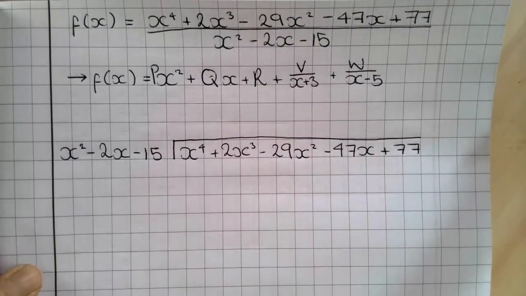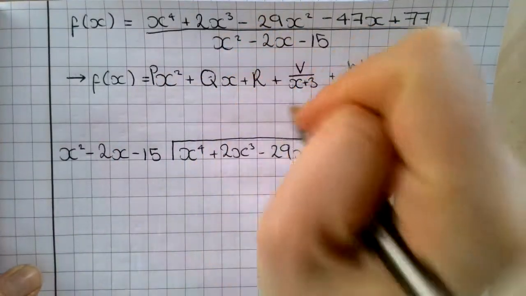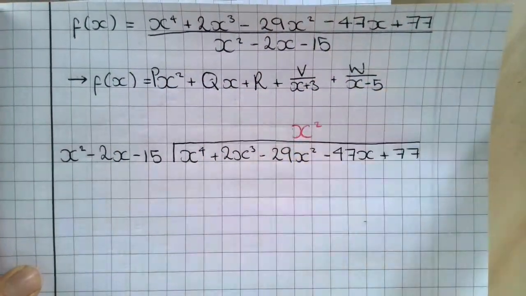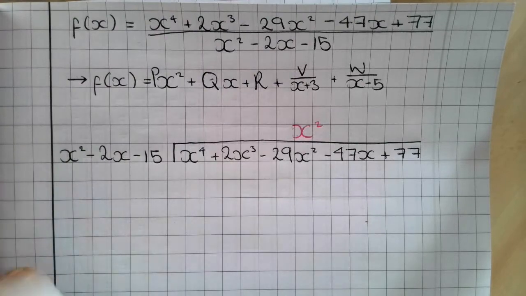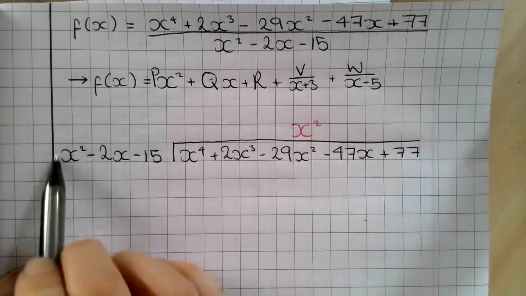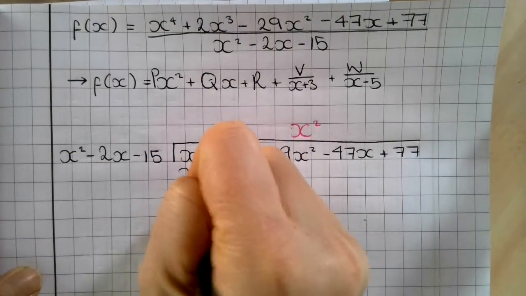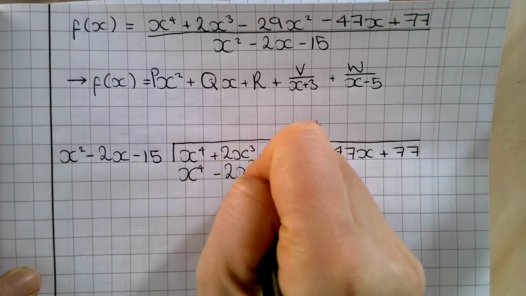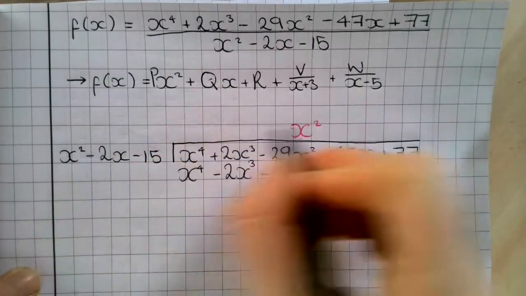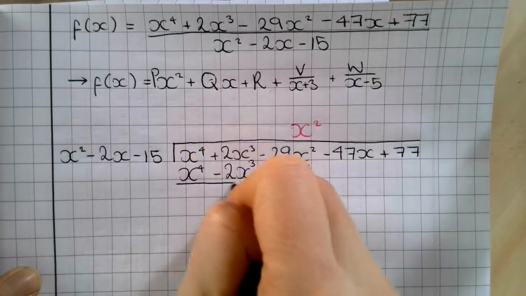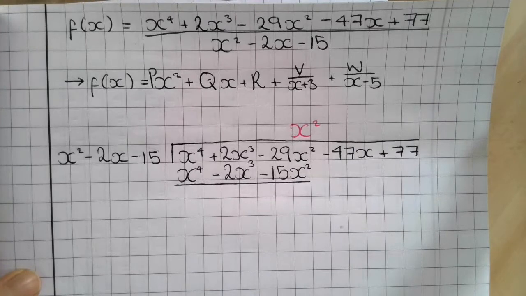So x to the power of 4 divided by x squared is equal to x squared. I'm just going to write that at the top here, on top of my x squared term. Then I'm going to multiply this x squared by the expression outside of the bus stop, so by the denominator. So I get x to the power of 4, subtract 2x cubed, subtract 15x squared. Then we're going to subtract this from the expression inside the bus stop.